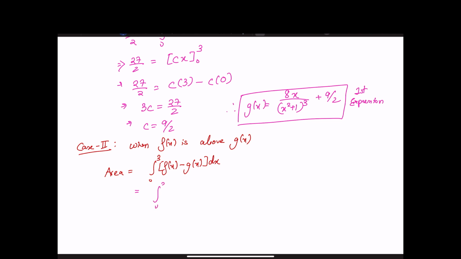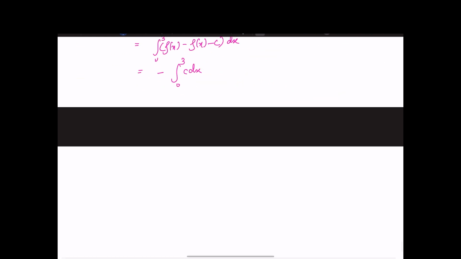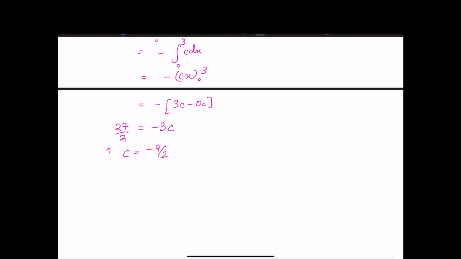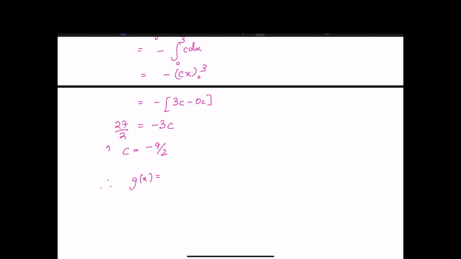Right, so here from 0 to 3, (fx minus fx minus c) dx. So it will be minus the integral of c dx from 0 to 3, which further becomes minus cx from 0 to 3. So it will be minus of (3c minus 0 times c). So area is 27 over 2. I'll just plug it in here. It's equal to minus 3c. So c becomes minus 9 by 2. So another expression for gx would be fx minus 9 by 2. So 8x divided by (x square plus 1) whole cube minus 9 by 2. So these are the two possible expressions for gx.